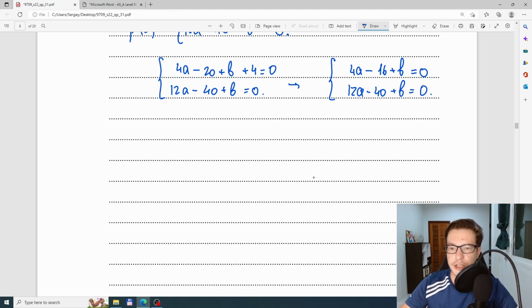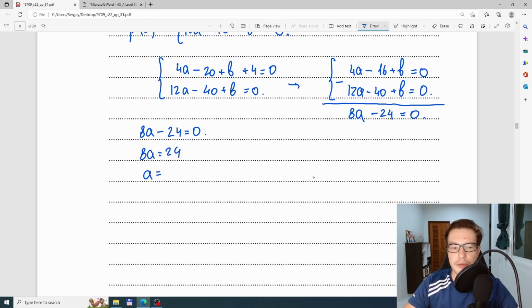Now, I'm going to subtract the first equation from the second one. 12a minus 4a is going to be 8a. Minus 40 minus 16, which is plus, is going to be minus 24. And then b minus b is 0. That's exactly what I wanted. And then on the right side, we get 0. So 8a minus 24 equals 0. Solve it for a.